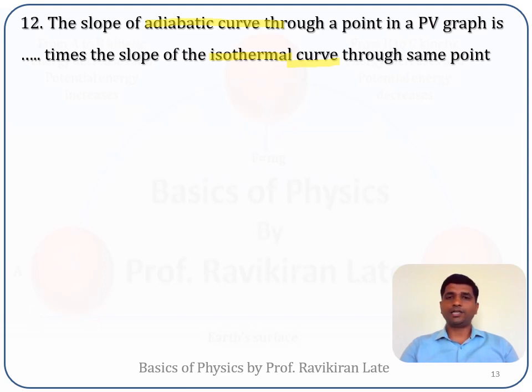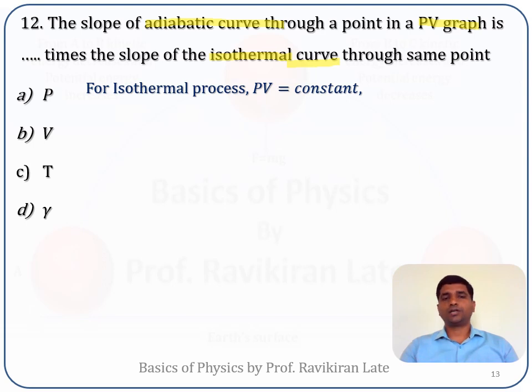Slope of adiabatic curve and isothermal curve on a PV curve. On a PV curve we have to find out. So the options are given here. Option A, pressure, option B, volume, option C, temperature, and option D, gamma.